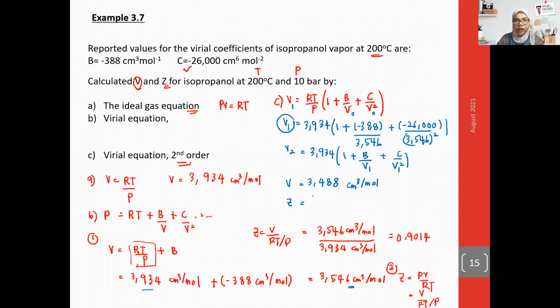So insert the value. I hope that you understand. You may try by your own later, okay? And then the answer is 0.8899. Okay, so this is how we solve this, calculating the molar volume and also the Z, based on comparing the ideal gas and also the Virial equation.